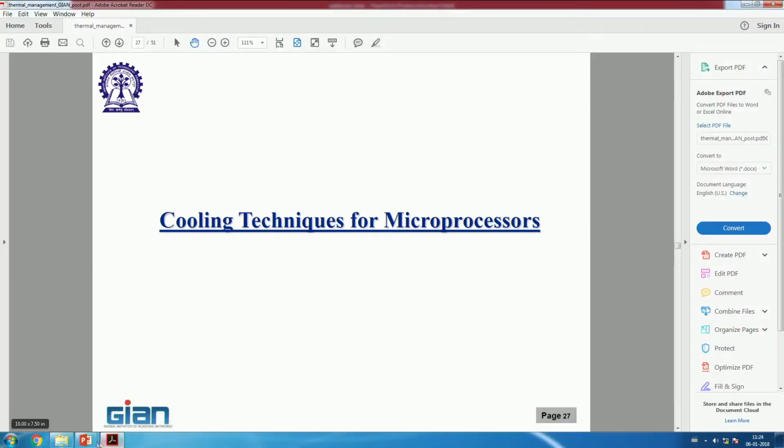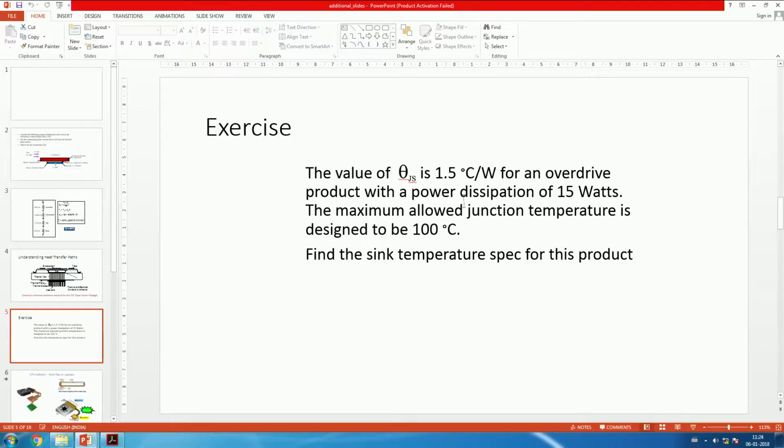Let me see, in additional materials do I have anything else? No. Okay. This is another example exercise, but this is very simple. The junction to sink resistance is given, junction to sink mind you, not case, just the sink. Power dissipation 15 watts, 1.5. Maximum allowed junction temperature is designed to be 100 degrees centigrade. Okay. So, what is the sink temperature? Easy, right? You can quickly do that.